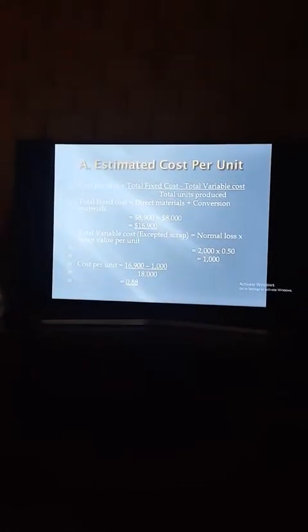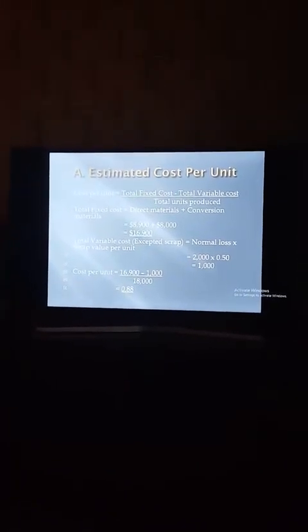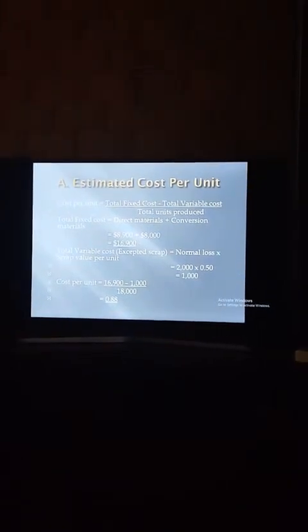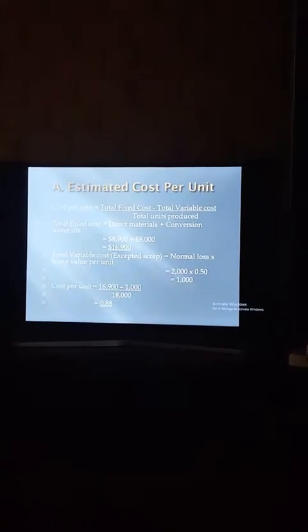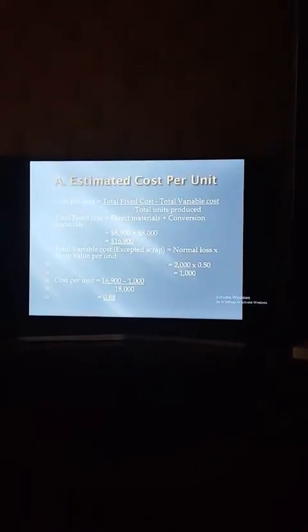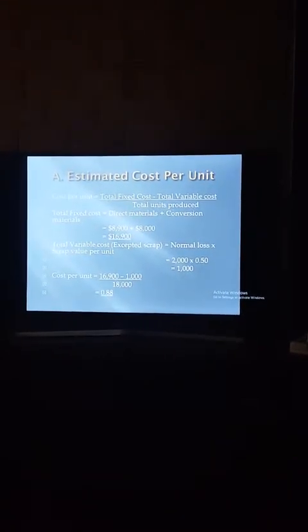Cost per estimated unit equals total fixed cost minus total variable cost over total units produced. So to find some of the elements within the question, we first look for the total fixed cost, which is direct materials plus conversion cost, which equals 8,900 plus 8,000, which equals $16,900.